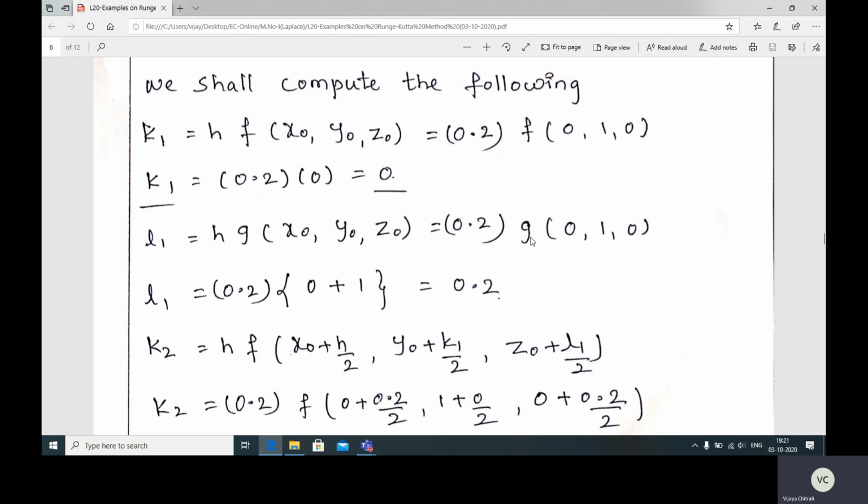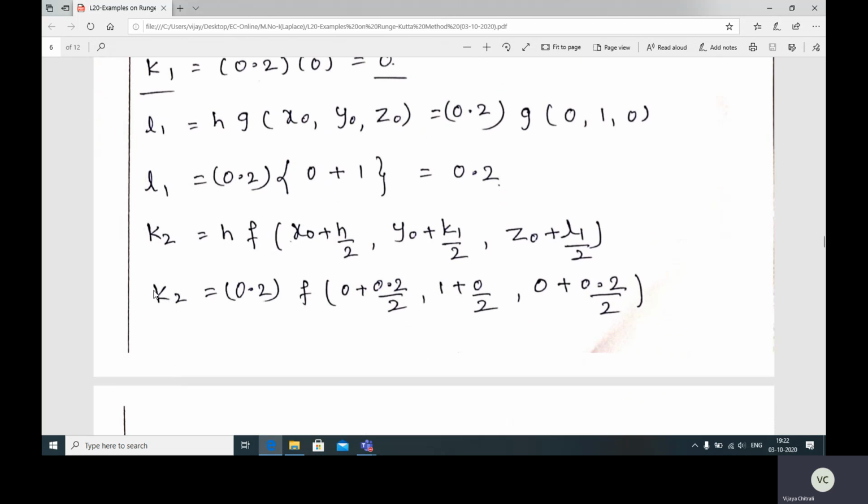Now calculate L1, h into g of x0, y0, z0. So h is 0.2, x0 is 0, y0 is 1, z0 is 0, and g of x, y, z is xz plus y. So xz is 0 into 0, which is 0, and y is 1. So 0 plus 1 is 1. Multiply this with 0.2, and you'll get 0.2. So L1 is 0.2.